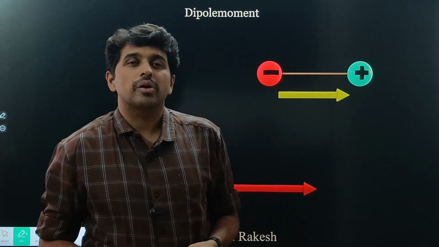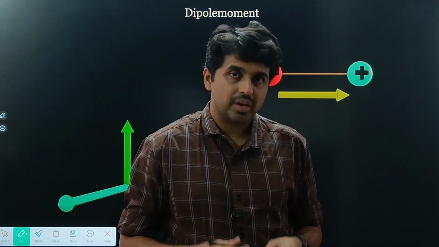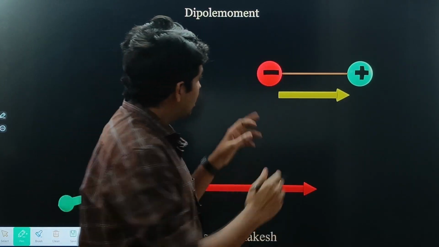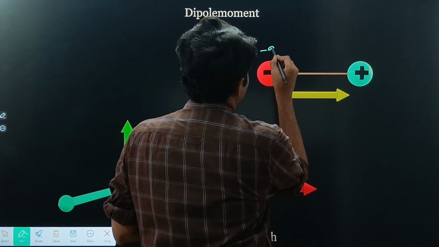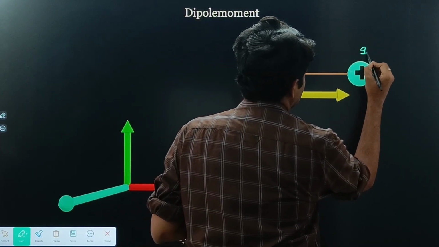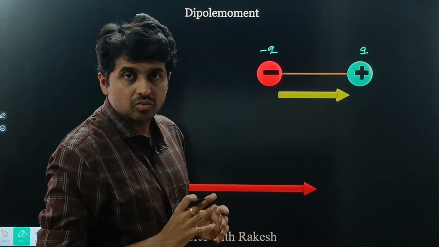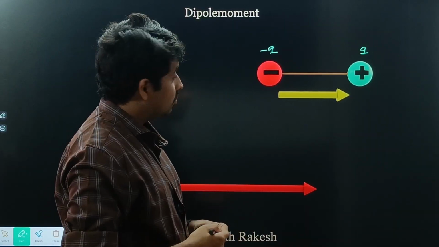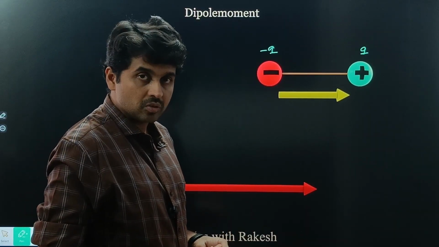Next, let us move on to the topic of dipole moment. Okay, so first, what is a dipole? Two charges, equal and opposite charges placed a distance apart, is called a dipole. Okay, why should we learn about dipoles?